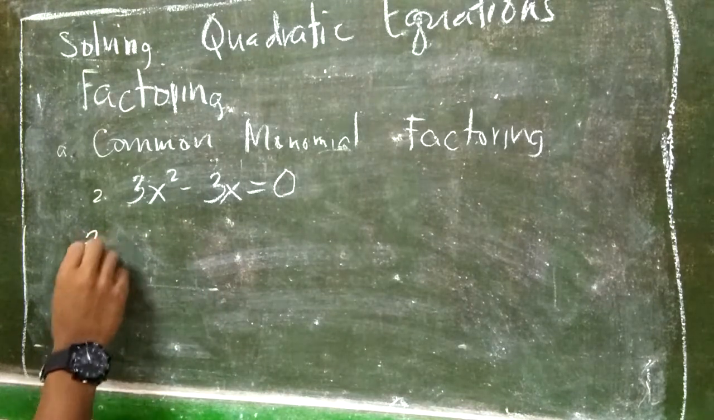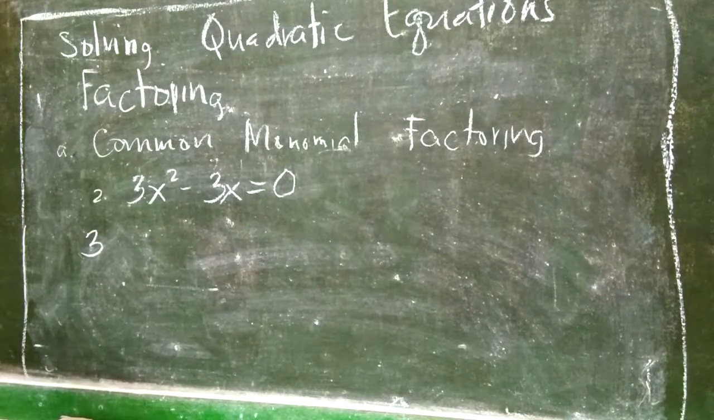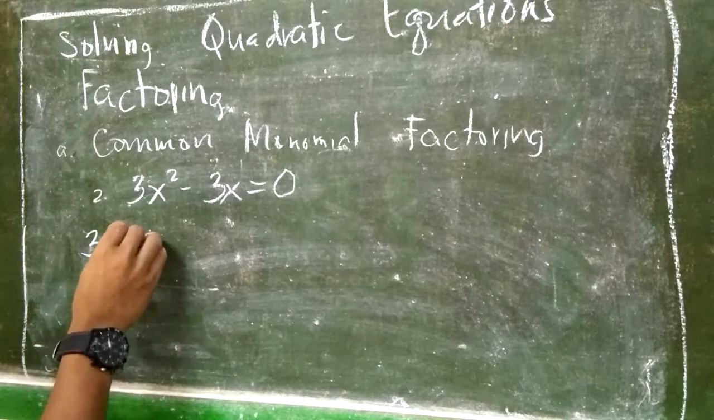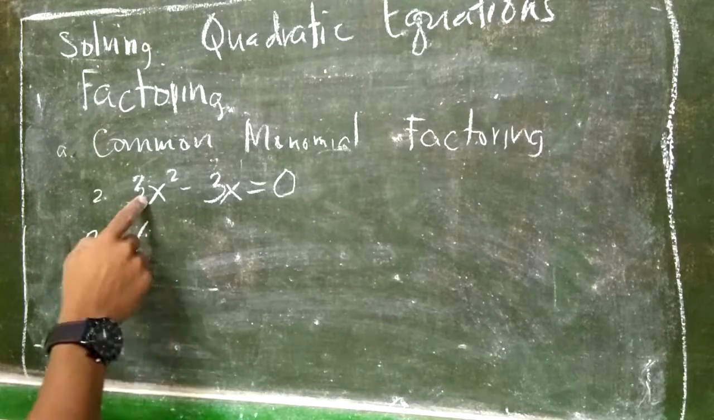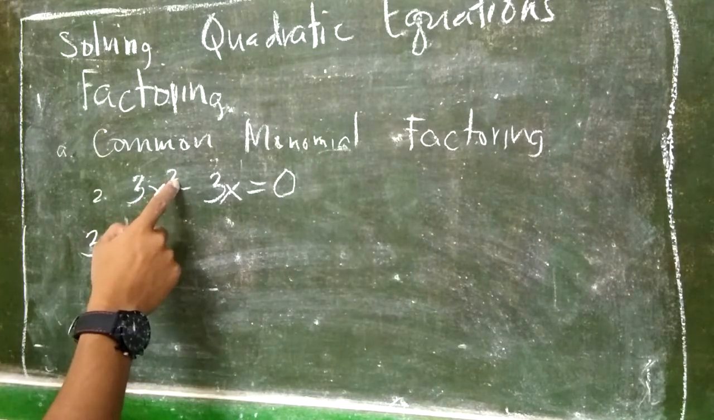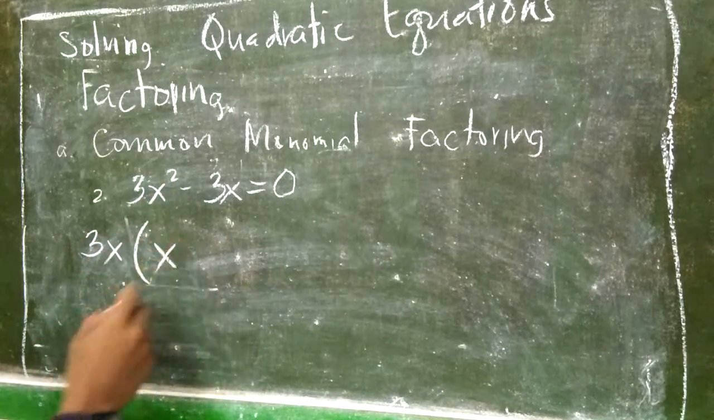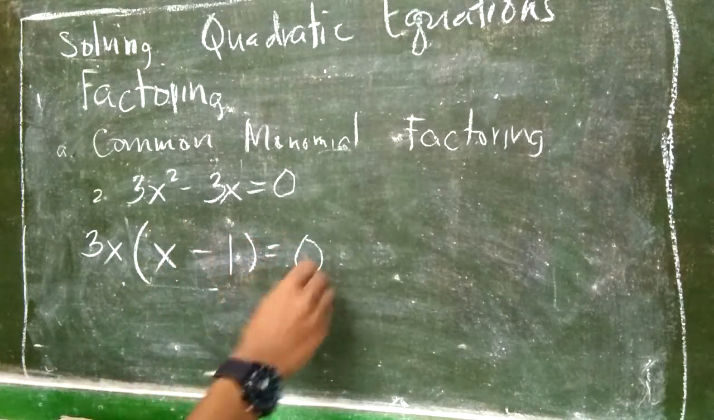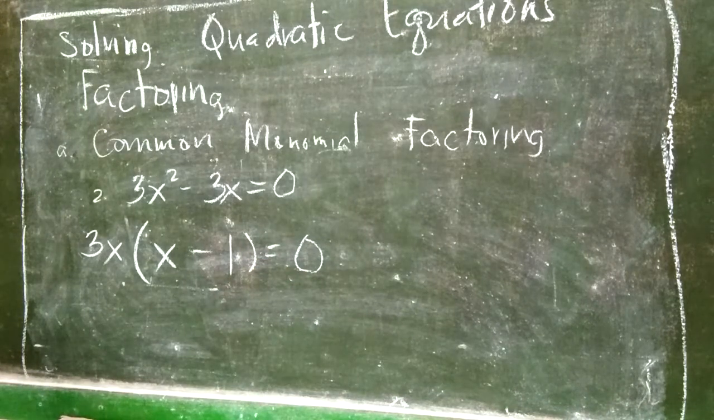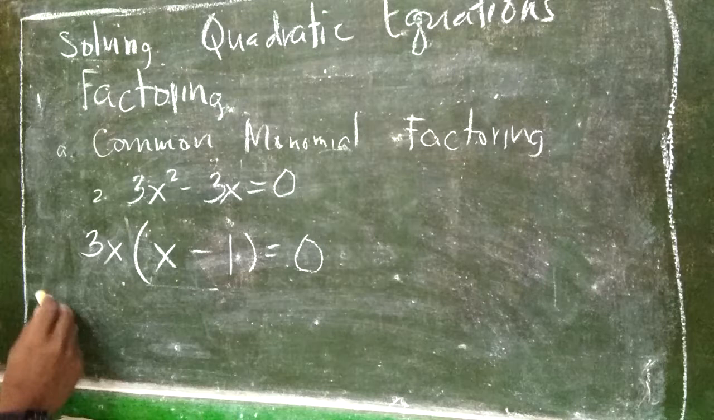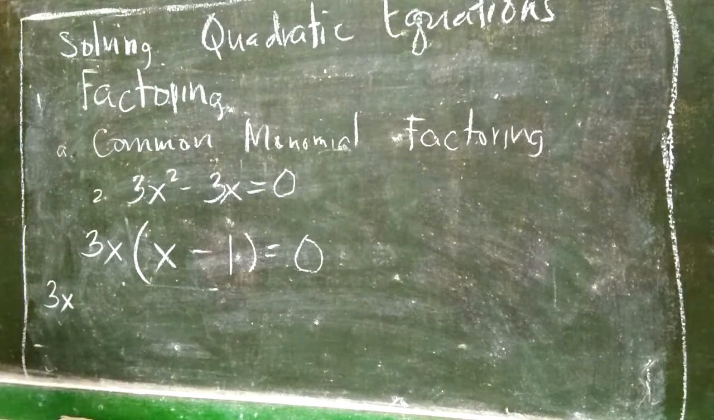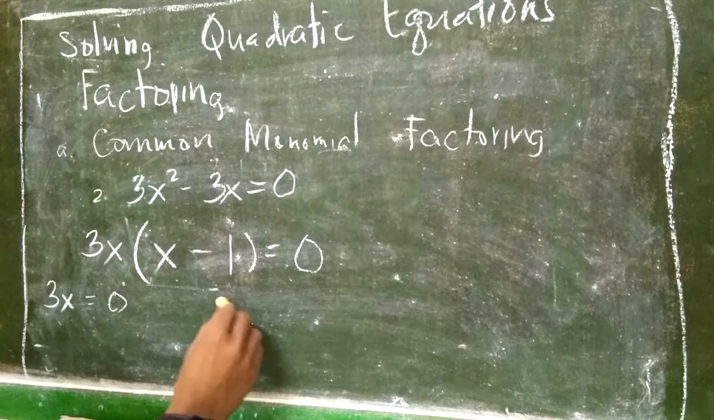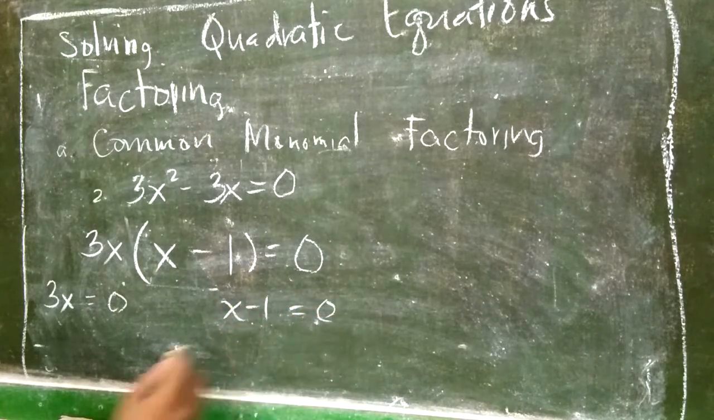The GCF is 3. Consider the variable that is common to them. Okay, x. Then, yung pinakamababang exponent ng x, that is 1. Okay, so kahit wag na natin ilagay. So, 3 divided by 3, 1. X squared divided by x, that is x. Negative 3x divided by 3x, negative 1 is equal to 0. Okay. So, let's now equate its factor to 0. So, 3x is equal to 0. Then x minus 1 is equal to 0.